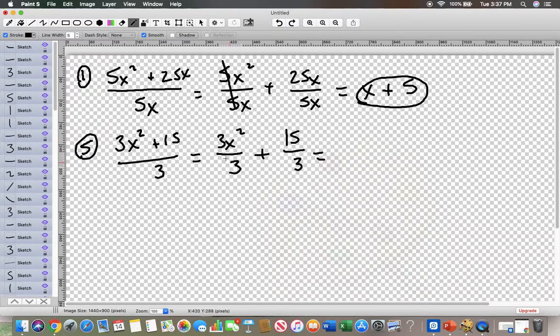Now, 3x squared over 3, well, 3 divided by 3 is 1. I'm just left with x squared plus 15 divided by 3 is 5. This is my final answer, x squared plus 5.